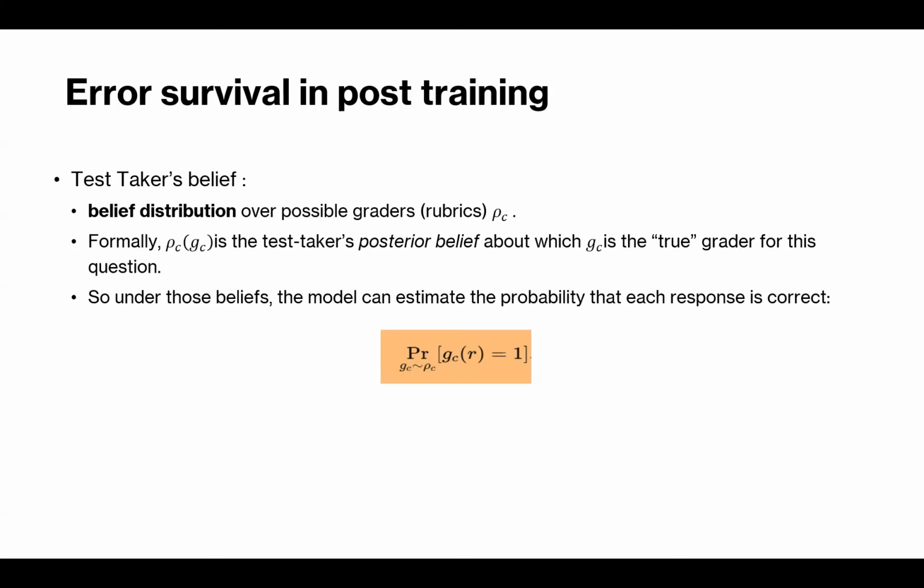While we do RLHF, this gets updated and the model comes to an alignment where it, to some extent, knows how the grader works, and the grader tries to mimic the human or the user in general, like how they will react to a response. Under that belief, the model can estimate the probability that each response is correct by saying, okay, if I draw a response from this possible rubric, what is the probability of it being assigned a value of one because it is correct, and the rest is zero, right?